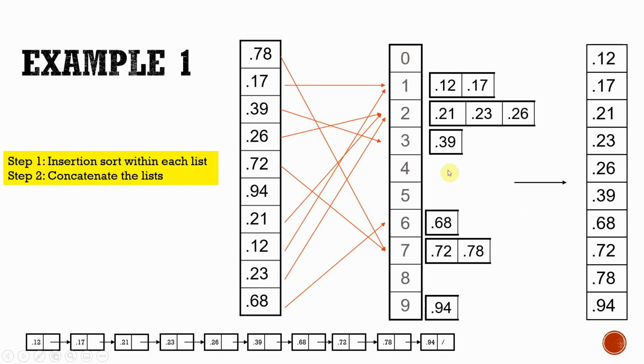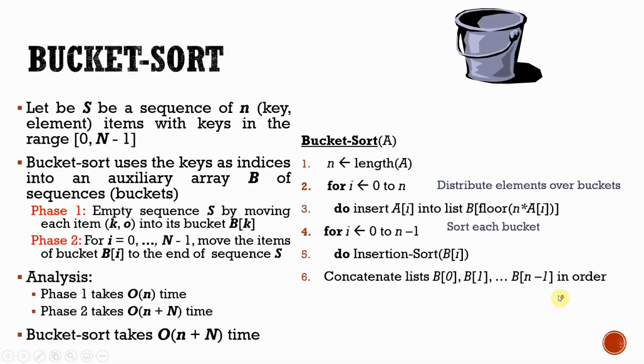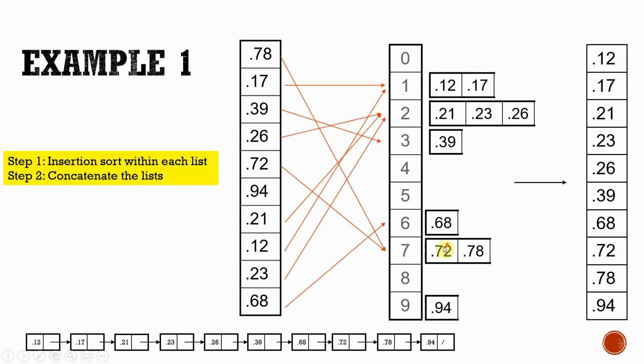For each bucket we have a different number of elements. So for each of these lists we do sorting. What kind of sorting? Insertion sort. You might ask, but insertion sort is quadratic, order of n squared, right? But pay attention that for every bucket we have a small number of elements in it.